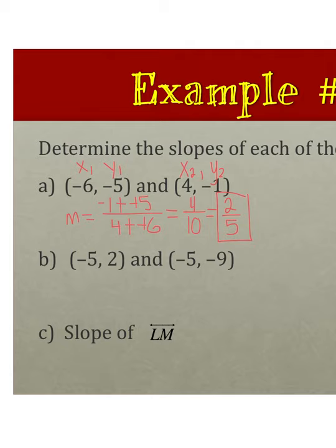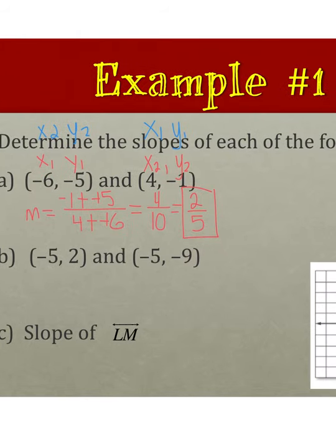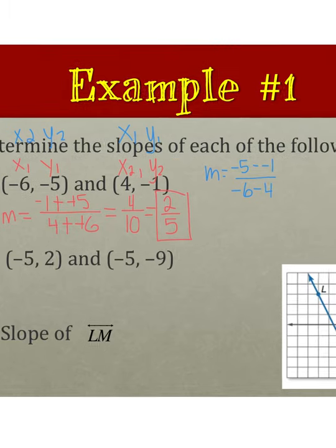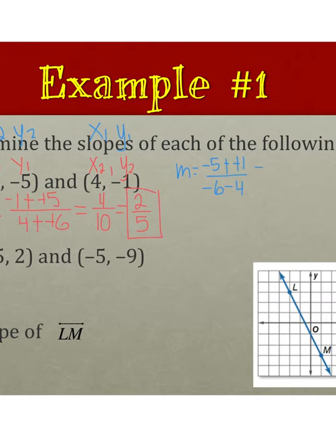So I'm going to do this problem one more time, but I'm going to switch my ordered pairs. So I'm going to call this one x2, y2, and this one x1, y1. Okay, so the slope here would be y2, negative 5, minus y1, which is negative 1, over negative 6 minus 4. Again, I have to clean this up. I would end up with negative 4, because that's what negative 5 plus positive 1 is, over negative 10. Please don't forget that a negative over a negative will always simplify to be a positive.